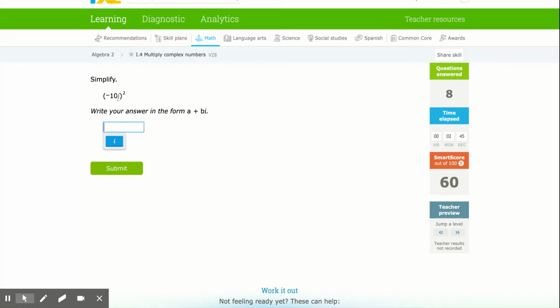Again, we're squaring. So this negative times itself goes away. The 10 squared is 100. The i squared is a -1, which is another negative. So that one's a -100. There's actually 3 negatives. That negative in front of the 10 happens twice because of the exponent, and then the i squared is a third negative.